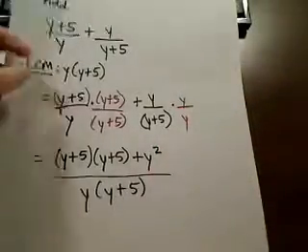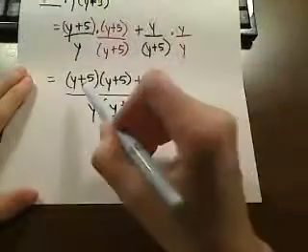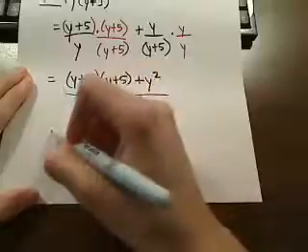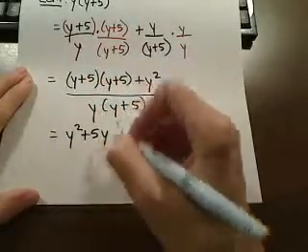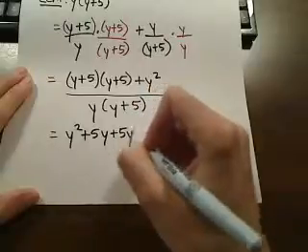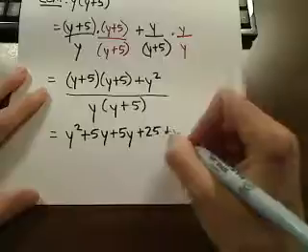All right, so we want to simplify the numerator now, and that's going to involve foiling right there. So this is going to be y squared. The outside is 5y. The inside is 5y. And the last is 25.